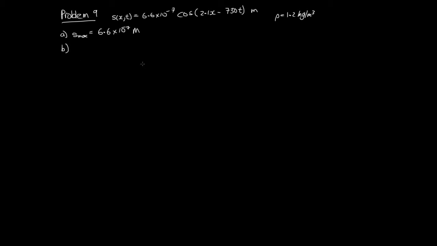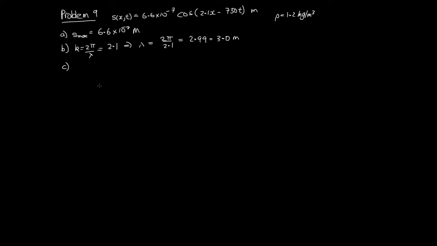Part B then asks what is the wavelength of the wave. Okay, so we know that k is equal to 2 pi on lambda, and that's the number in front of the x in this equation. So that's equal to 2.1, which tells us that the wavelength is equal to 2 pi over 2.1. And so solving this, we end up with 2.99, which is 3.0 meters to 2 significant figures.